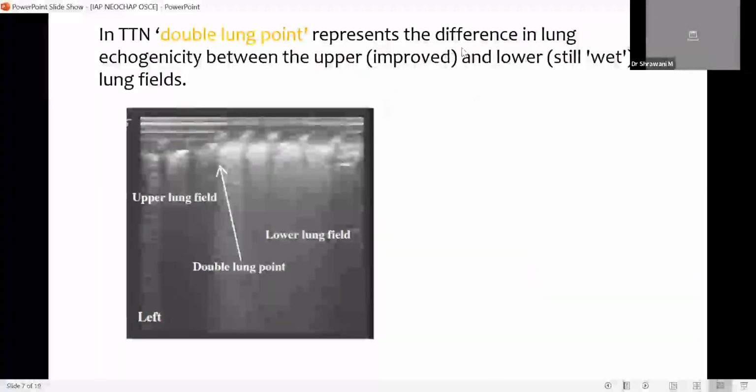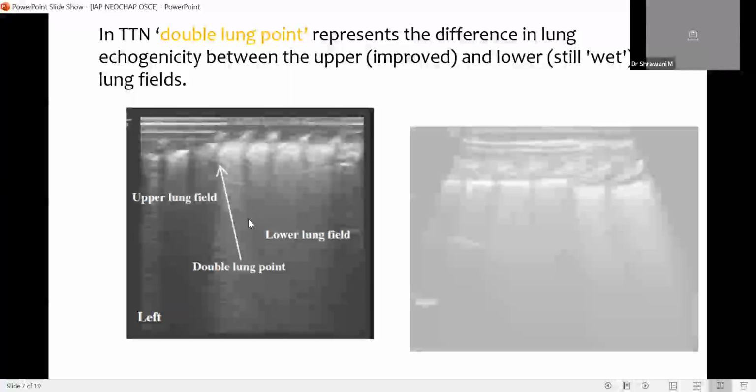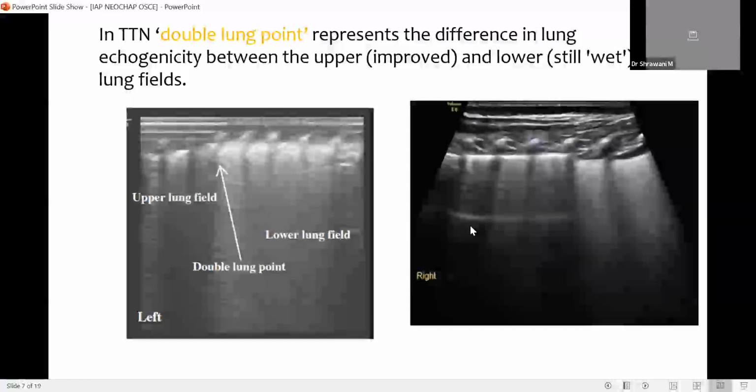So in TTNB double lung point, there is a difference in the echogenicity between the upper lung field and the lower lung field. Upper lung field is improving and lower lung field has severe B lines, is still wet and composed of B lines. This is the image we have seen. All of you said correctly. This is the upper lung field and this is the lower lung field. In the upper lung field there is clearance and the echogenicity is improving, and the lower lung field is still having B lines. So this is a case of TTNB and we are seeing the double lung point.